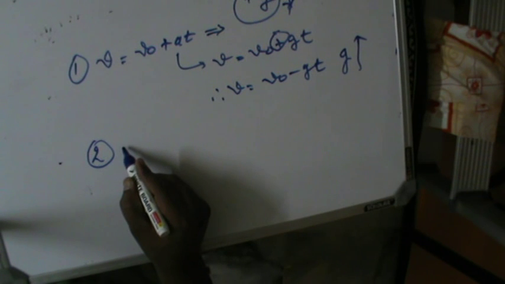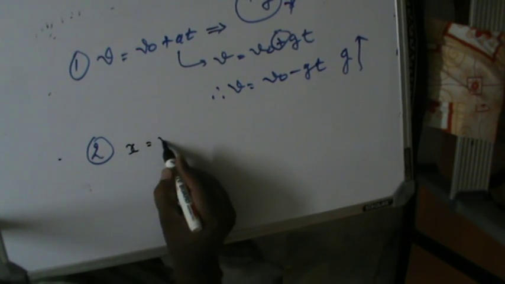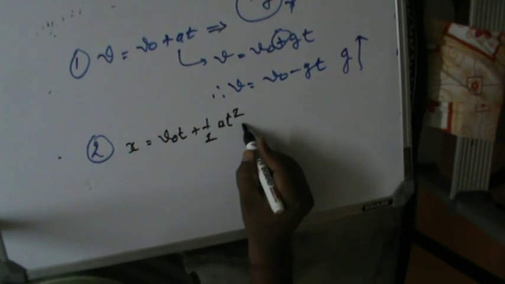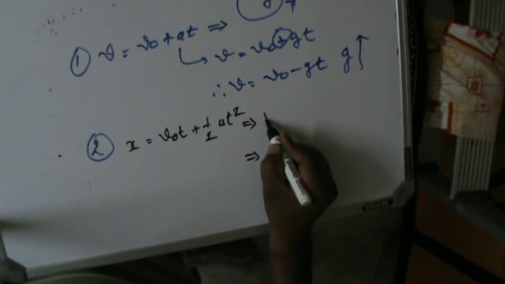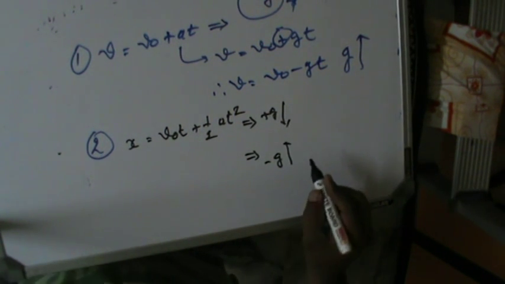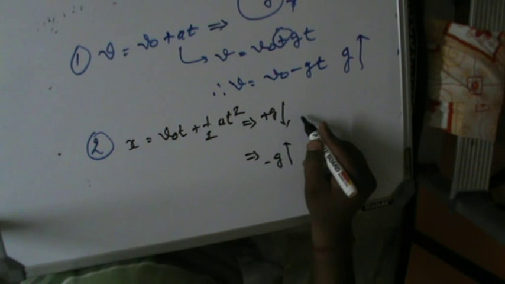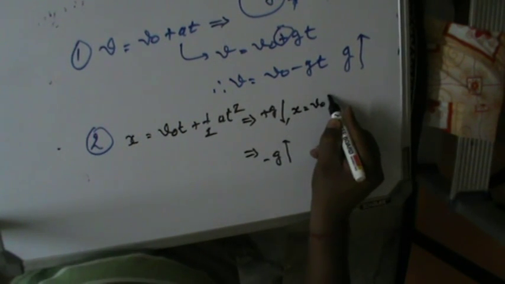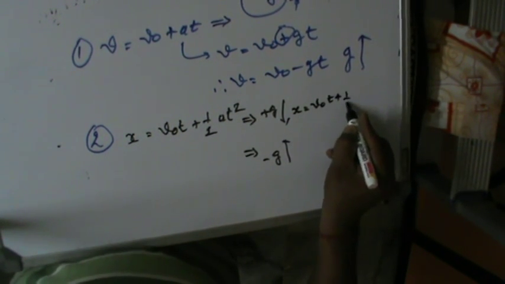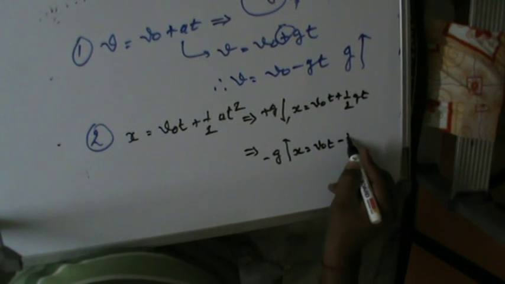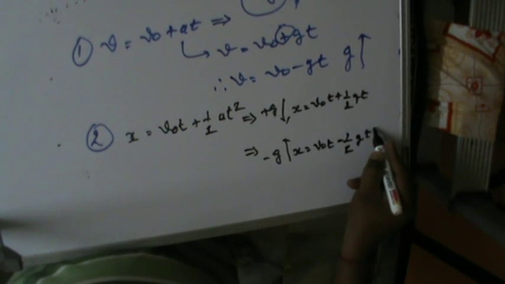Second equation, that is x is equal to v0t plus 1 half at square. Let us simplify it the two ways: plus g in the downward direction, minus g in the vertically upward direction. So we can transfer that equation in the form of x is equal to v0t plus 1 half gt square, and at the same time x is equal to v0t minus 1 half gt square, you know very well.